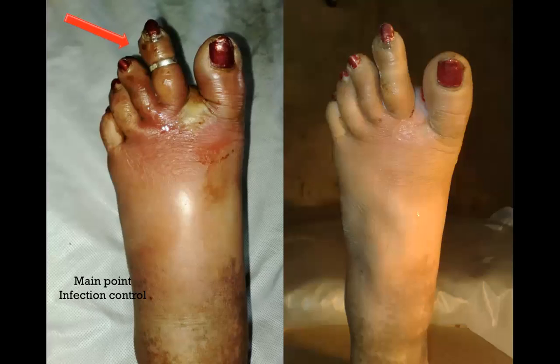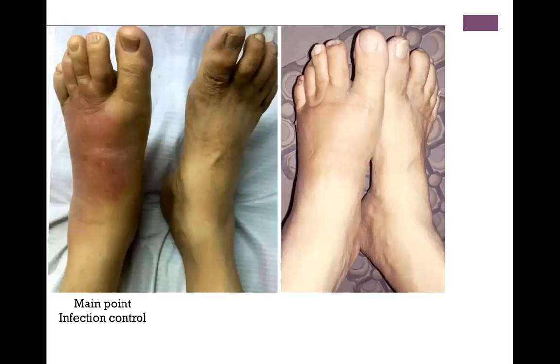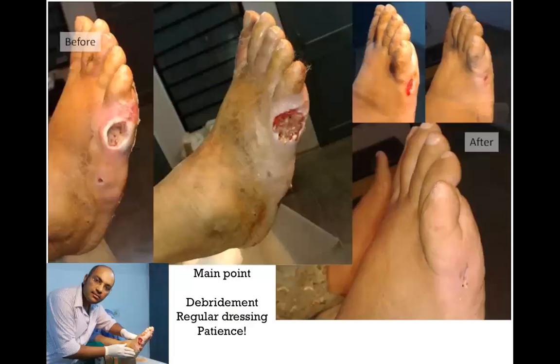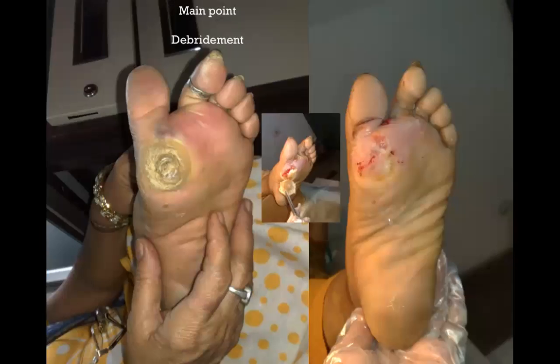Similarly, in this patient, the main factor contributing to healing was infection control. Similarly, in this case, debridement played an important role. The lesion was cleaned, slough was removed, wound bed was cleaned, and the lesion healed. In this case, serial debridements were done, regular dressings were done, metabolic control and patience, and with time, the lesion healed and amputation was prevented.